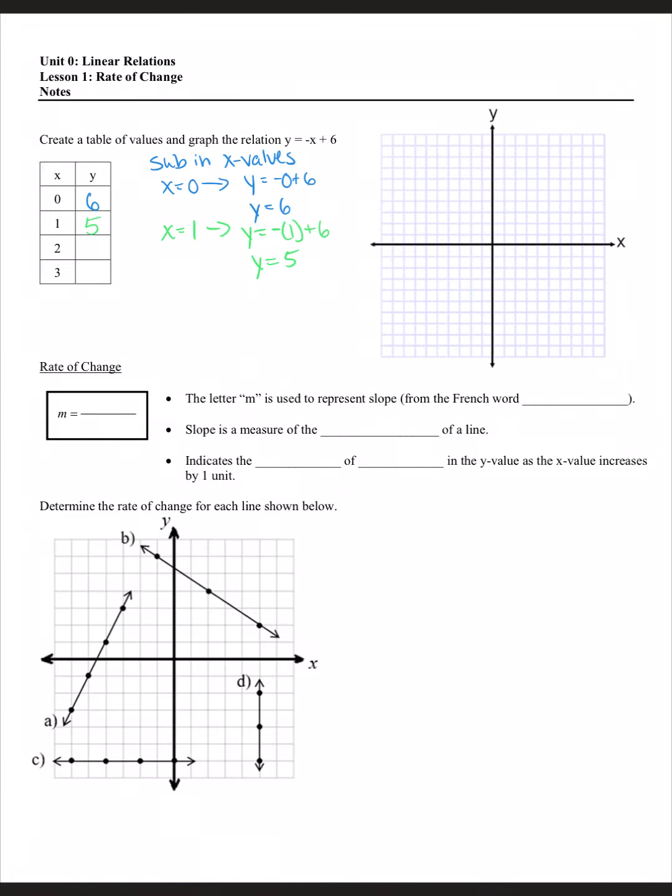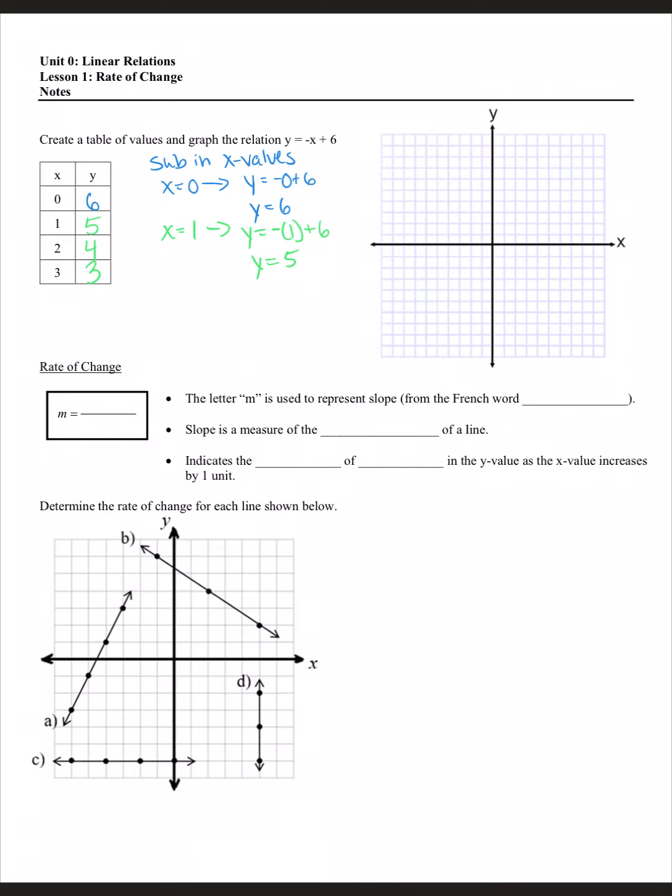We can just talk through the other points. If we substitute 2 in for x, you're going to have negative 2 plus 6, so that'll be 4. Hopefully we can see a pattern here that our y values are going down by 1 each time. Now we'll go ahead and graph this relation, remembering that we can look at our table of values as ordered pairs or as points.